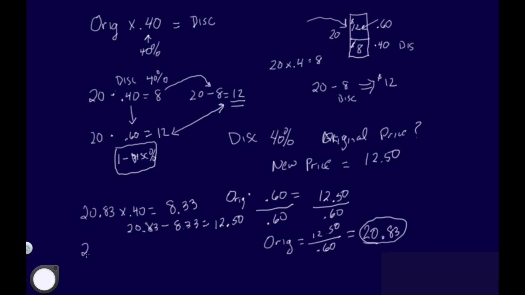We could also do the other part: we take 20.83 and multiply it by 1 minus the discount, so this would be 0.60, and we end up with 12.50. So we end up with the same amount. This is our check to make sure everything worked, and we can see that it gives us the actual answers. But the answer to the question is this one over here: the original price is 20.83.